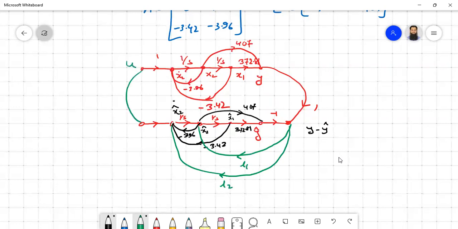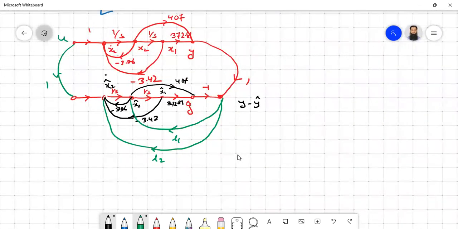So this is U with again 1. So this is your system. Okay, so now let us try to figure out the values of L1 and L2. So this is your signal flow graph.